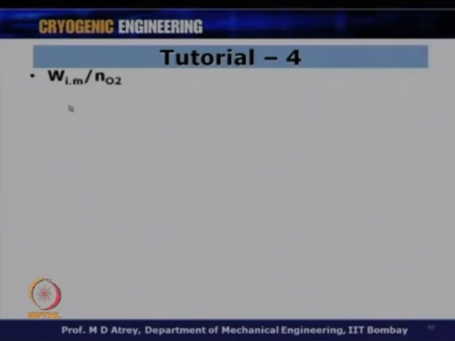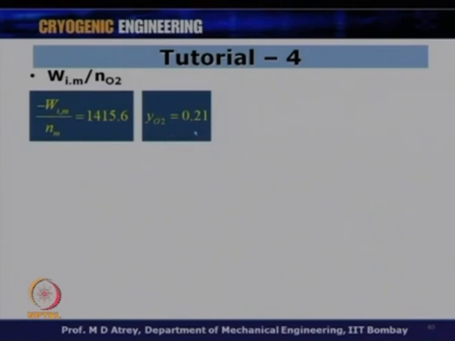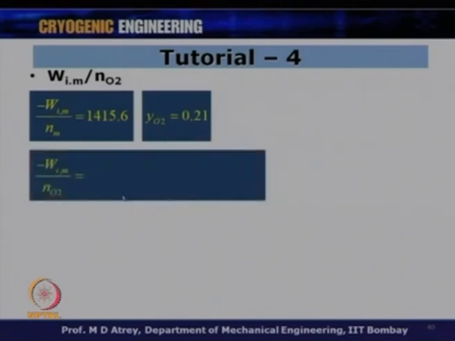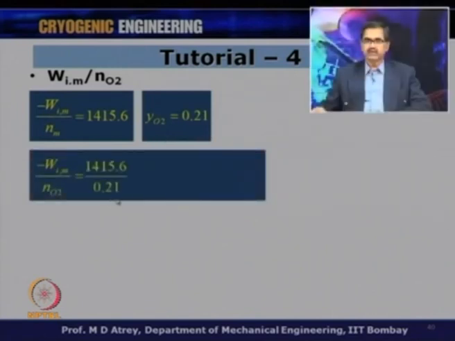Now, I want to calculate work of separation of mixture per mole of oxygen. So, the molar fraction of oxygen is 0.21. So, I divide this by 0.21 now, instead of 0.01 in the earlier case, and now I get work of separation of mixture per mole of oxygen as 6740.9 joule per mole of oxygen.